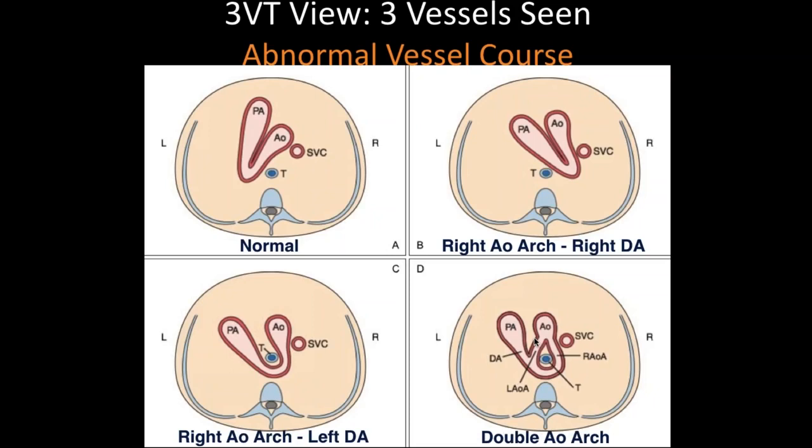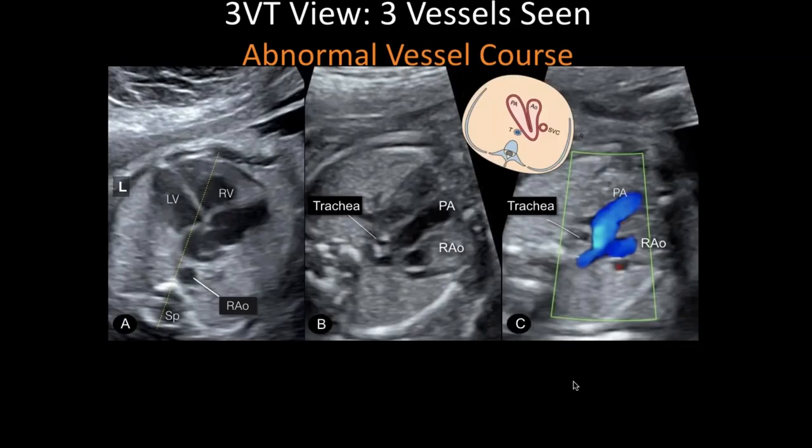This is not easy to diagnose, but these babies need some intervention early on because of tracheal compression. So it's really important to make this diagnosis if you can prenatally, and you can do that at the 3-vessel trachea view. Here's your classic abnormal course with right-sided aortic arch and a right-sided ductus arteriosus. So I have the ductus arteriosus, the aortic arch onto the right side of the trachea as you see right here.